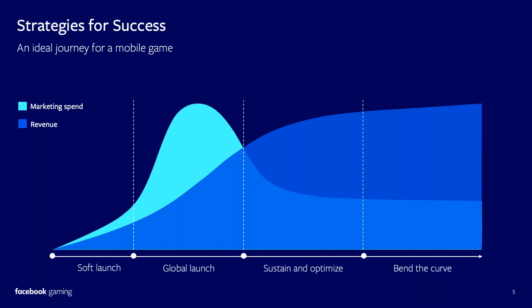In this slide, you can see how initially your marketing spend is larger than your revenue, while over time your return on investment increases in each stage of the game lifecycle, and you become profitable as your game matures.